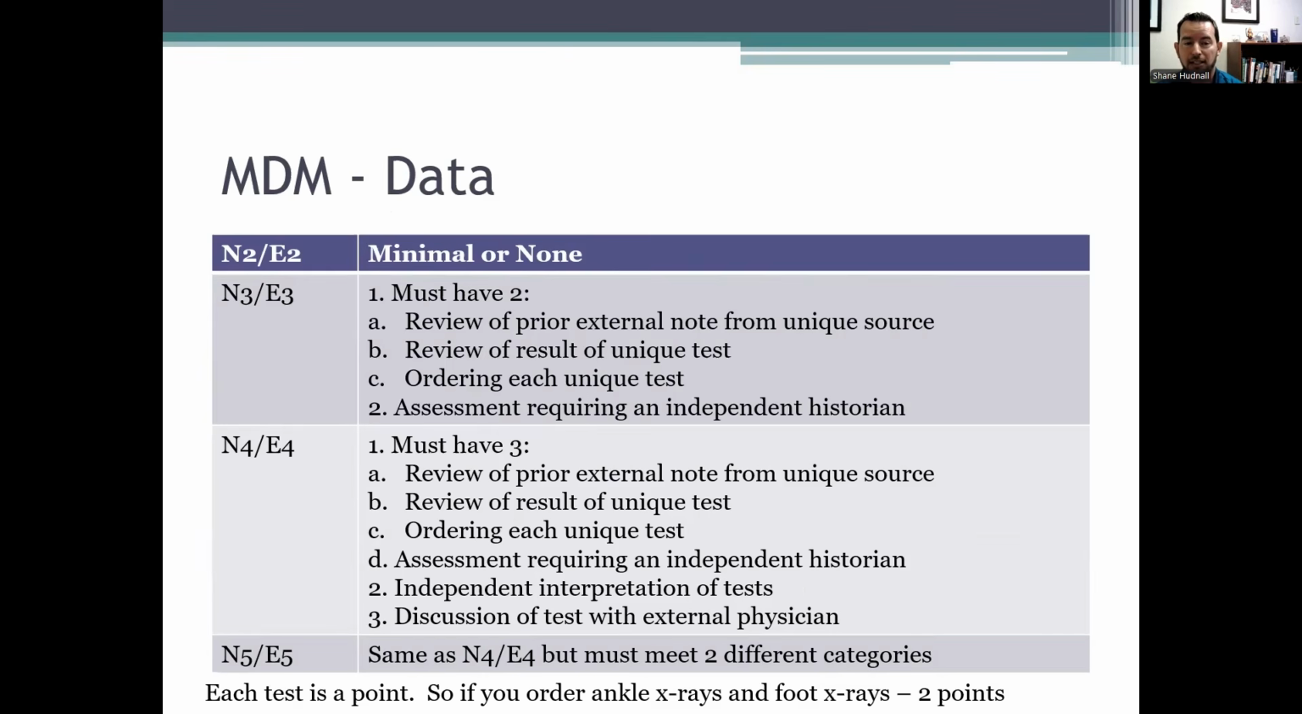Or the other thing that falls into this category is if your assessment is given to you by an independent historian. So if you have a spouse, a family member is the one that's giving you most of the information, that automatically gives you a level 3.